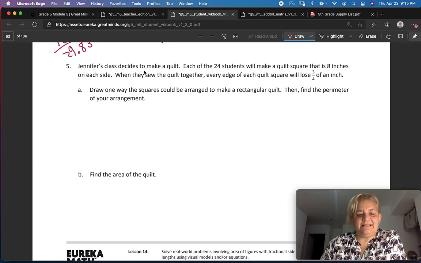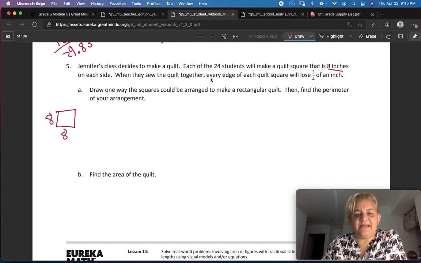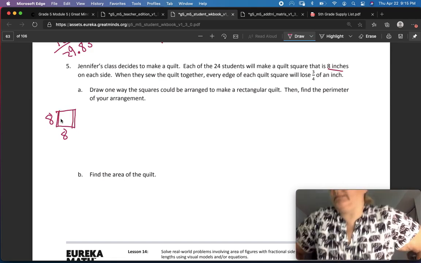Jennifer's class decides to make a quilt. Each of the 24 students will make a quilt square that is 8 inches on each side. So they are squares, okay? 8 by 8 inches. When they sew the quilt together, every edge of each quilt square will lose 3/4 of an inch. And why will they lose that? Because you have to sew on the edges. You know what? I am going to show you. Hang on.